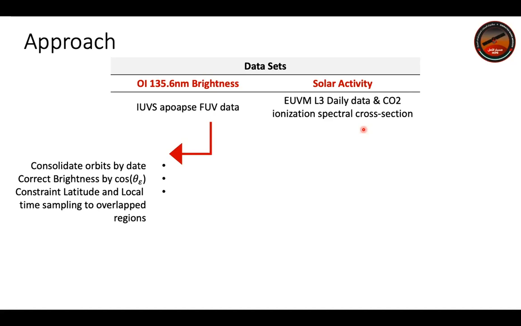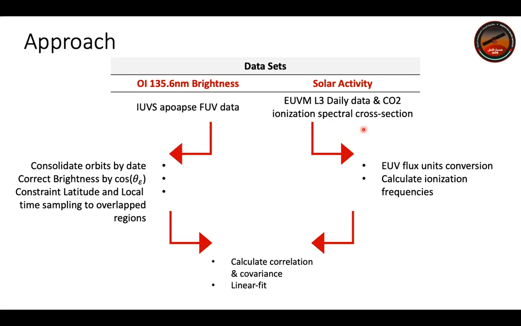And then after taking all that into consideration, we will compare it to the solar activity. For the solar activity data, the EUVM level 3 daily data, we took it and did an EUV flux units conversion, and then we calculated the ionization frequency. The ionization frequency will be the representation of the solar activity, so as it goes high, that means the solar activity is higher. So both data were then correlated. I calculated the correlation, the covariance, and even tried to do a linear fit between them to understand how they behave together.